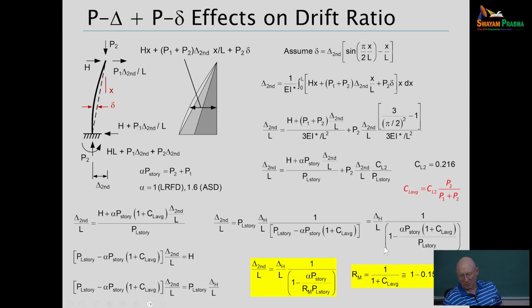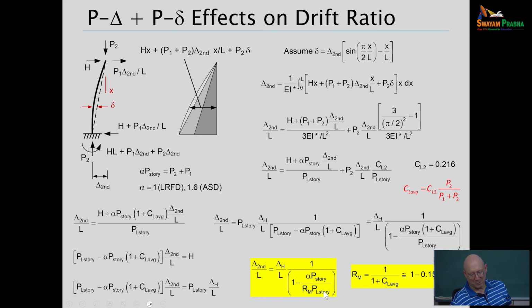Form on the right down here. We have an alpha P story times a 1 plus the CL average over the columns in the story, in the numerator here of that term inside the denominator. We're going to change variables and introduce a new variable that's in Appendix 8 in the AISC specification called R subscript M. That's equal to 1 over 1 plus CL average. And so if we rewrite this equation in terms of RM, we get a simpler form.